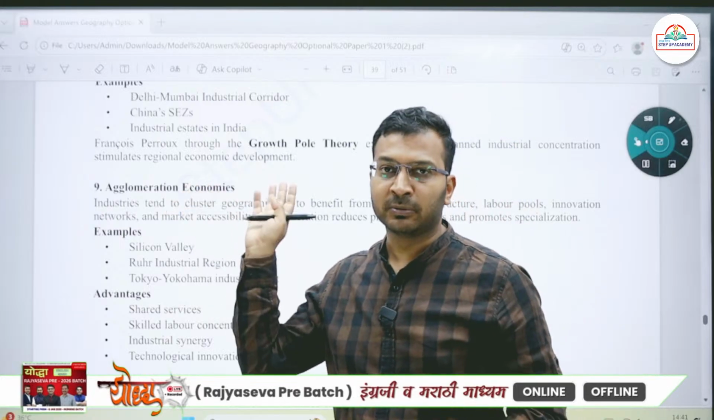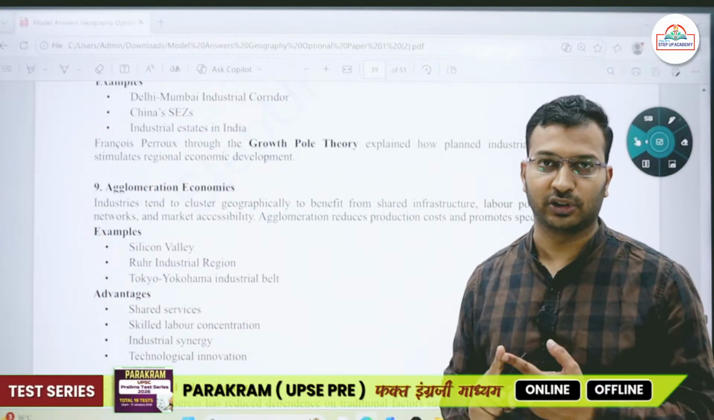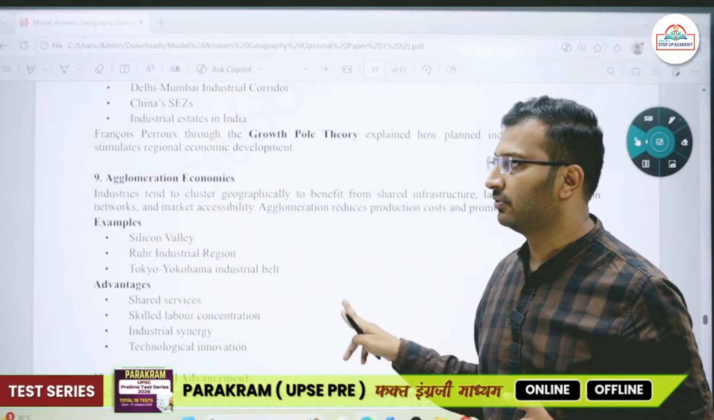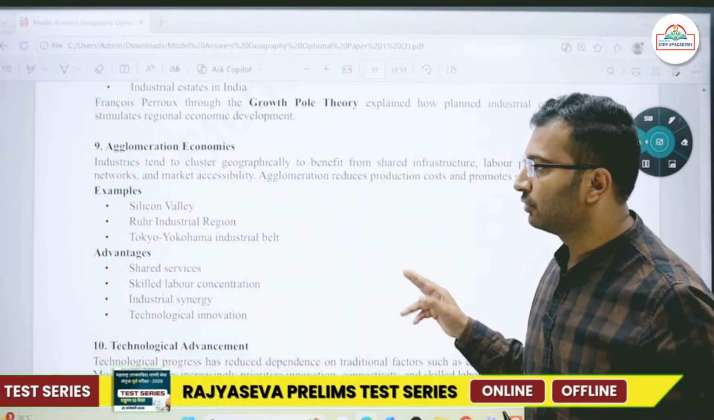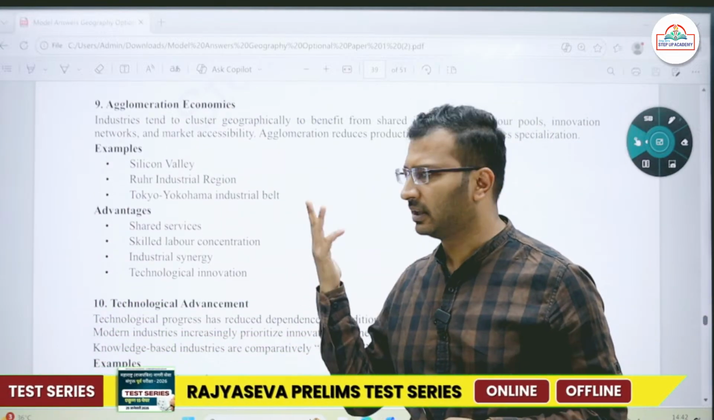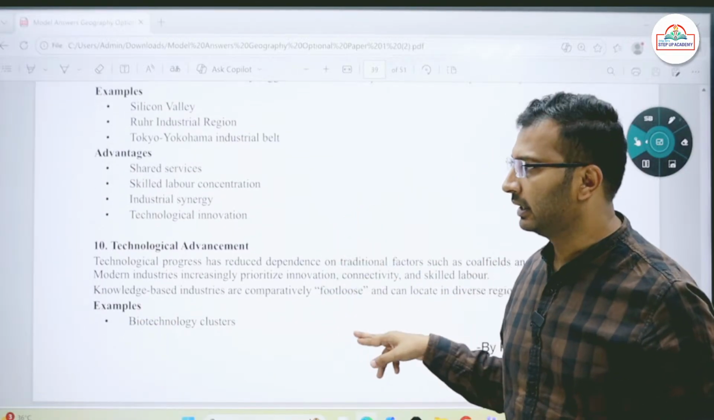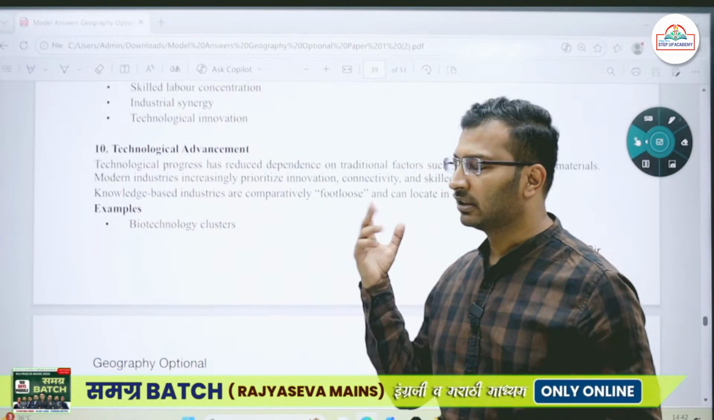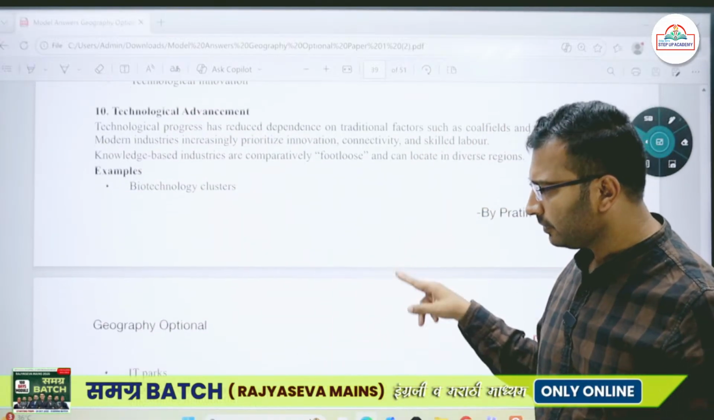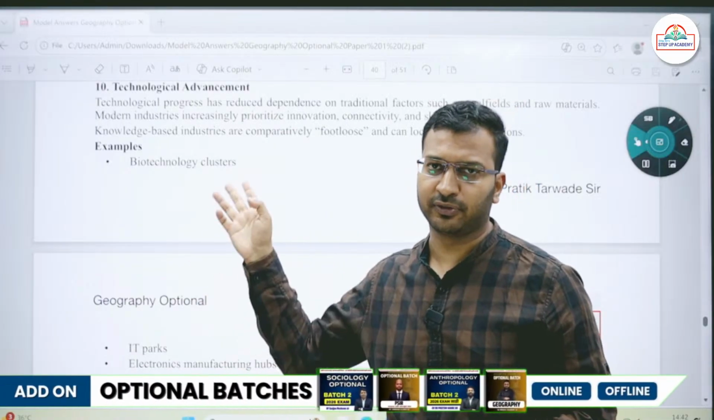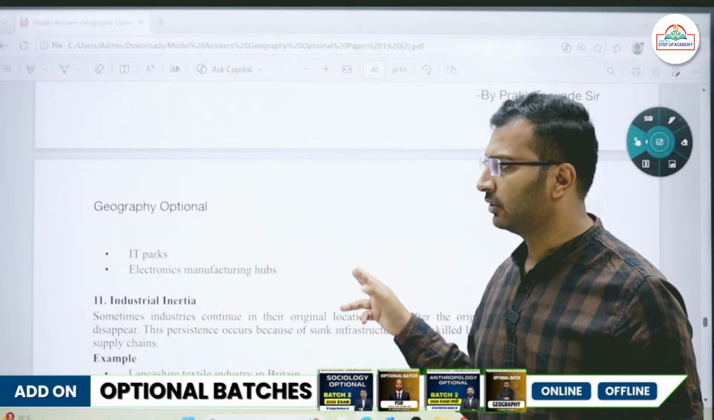So that plays a very significant role because it saves in the cost of production. So agglomeration economy is very important because it saves a lot of cost of production. Examples are Silicon Valley, the Ruhr industrial region, Tokyo, where shared services and skilled labor connections are present. Then technological advancements are also playing a key role in industrial location. For example, the IT sector, which is a footloose industry, and electronics and manufacturing hubs.